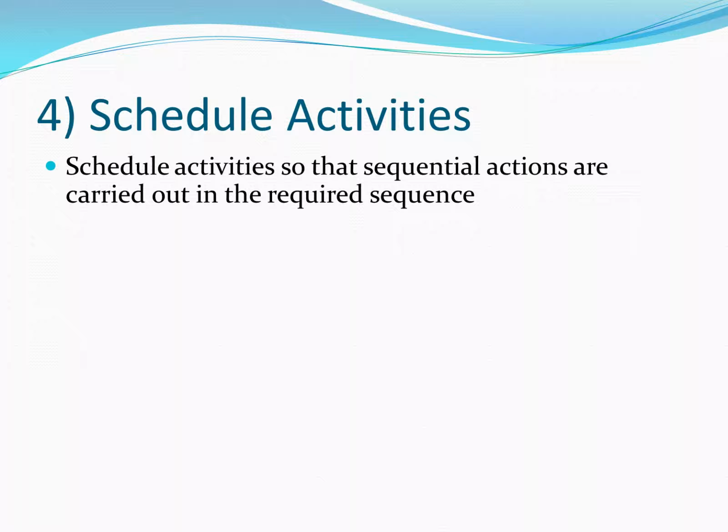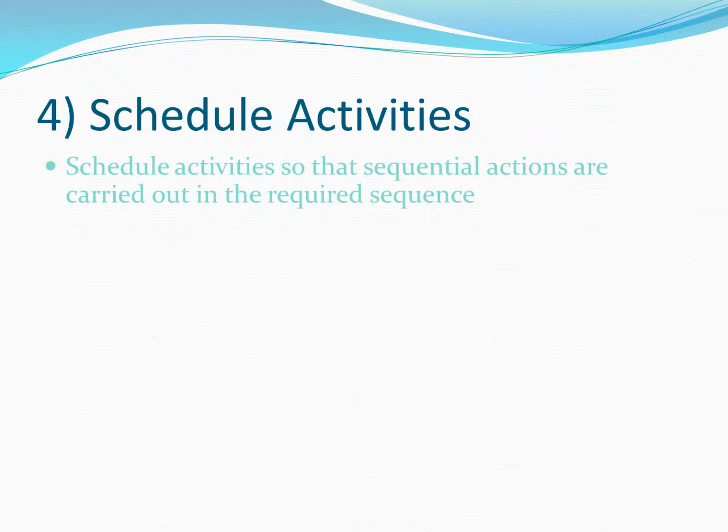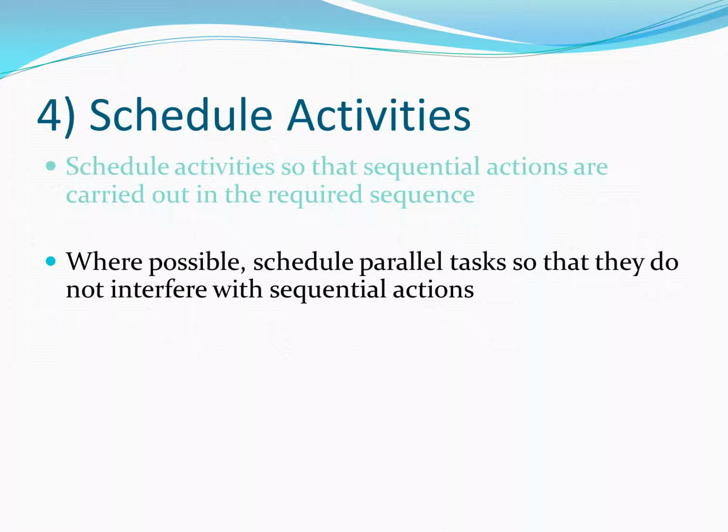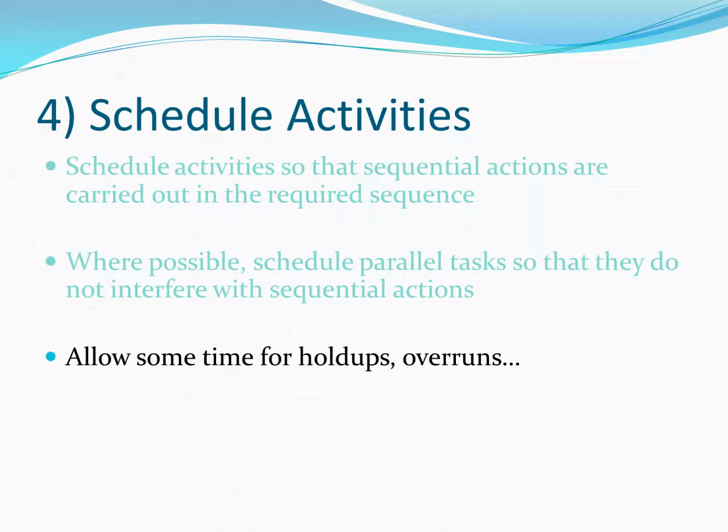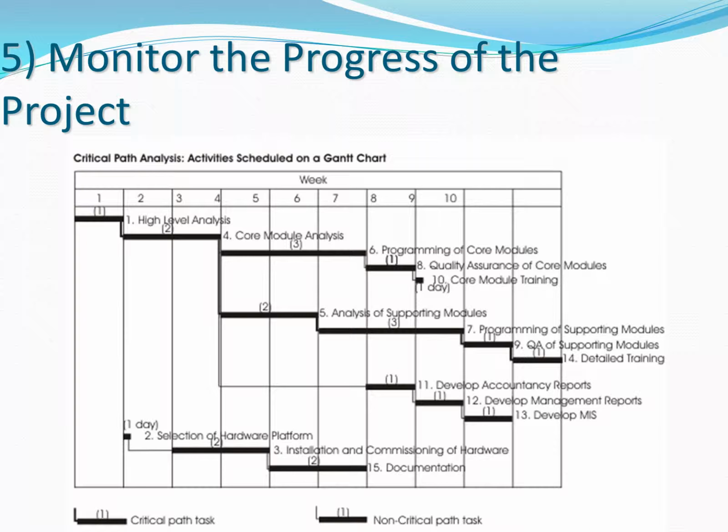So notice that activities that are sequential have to be carried out required in sequence. And then when possible, you want to schedule parallel tasks. They do not interfere with sequential sequences. And you want to allow some time for holdups, overruns. So obviously, tasks can always get hung up with unexpected situations. So it's nice to kind of plan for that, give yourself a little buffer of time when needed. So I've mapped all that out.